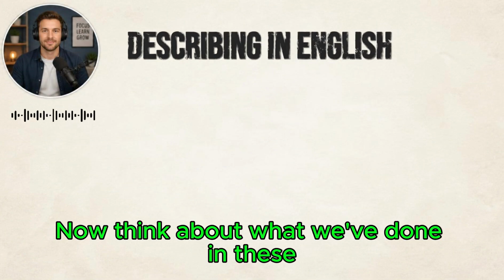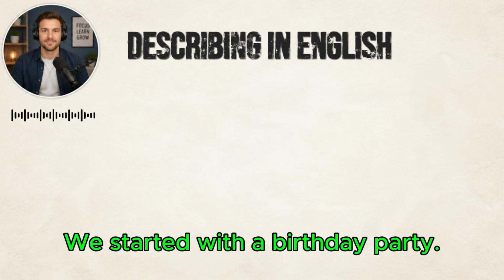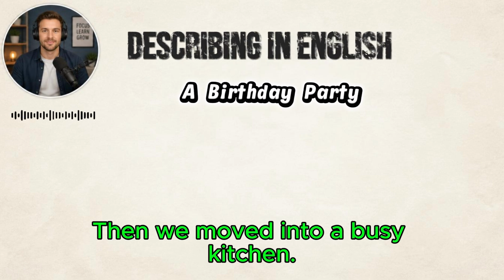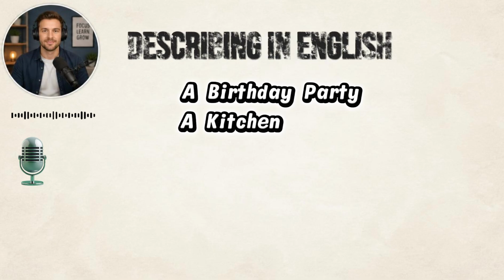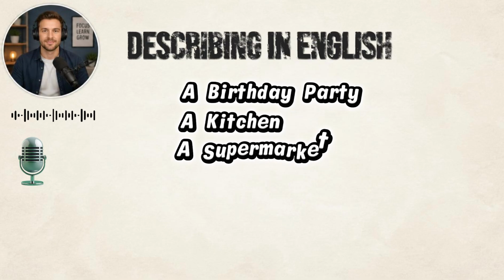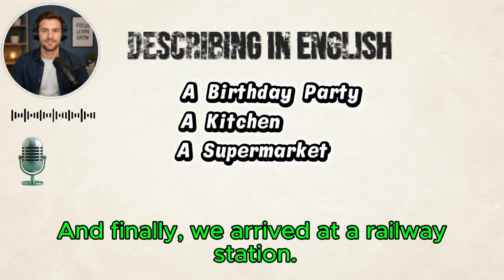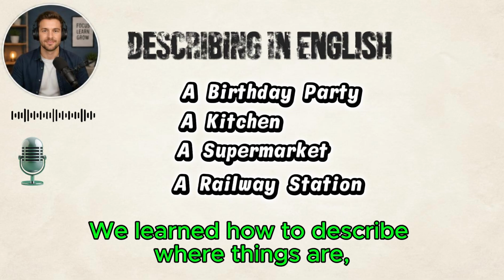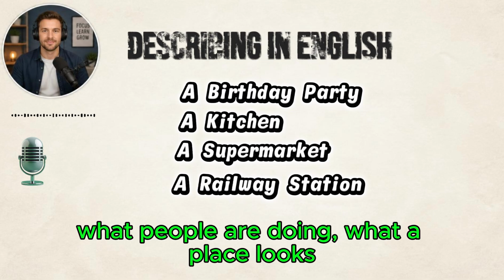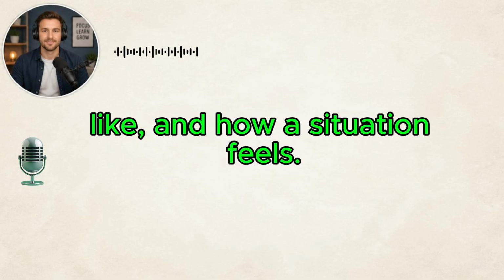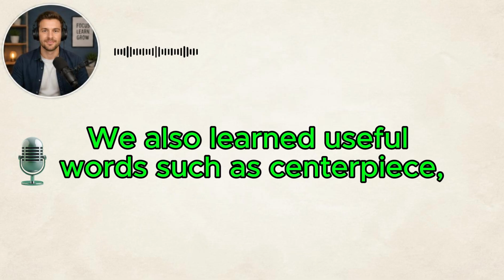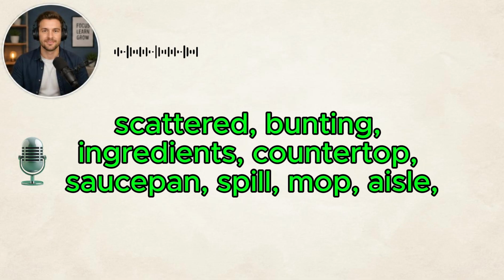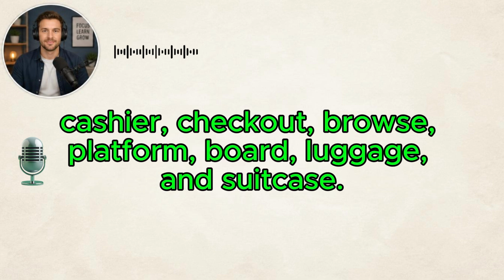Now think about what we've done in these 4 situations. We started with a birthday party. Then we moved into a busy kitchen. After that, we visited a supermarket. And finally, we arrived at a railway station. In each situation, we didn't just name things. We learned how to describe where things are, what people are doing, what a place looks like, and how a situation feels. We also learned useful words such as centerpiece, scattered, bunting, ingredients, countertop, saucepan, spill, mop, aisle, cashier, checkout, browse, platform, board, luggage, and suitcase.